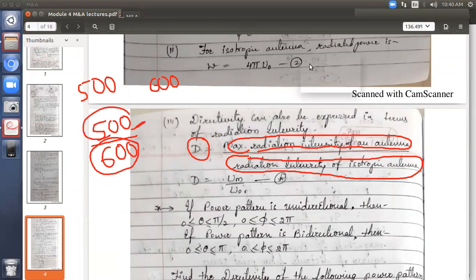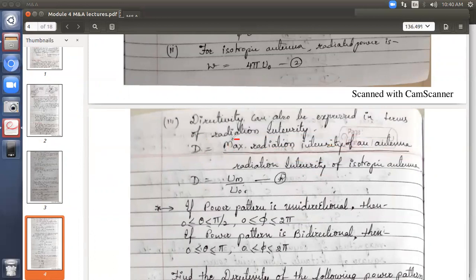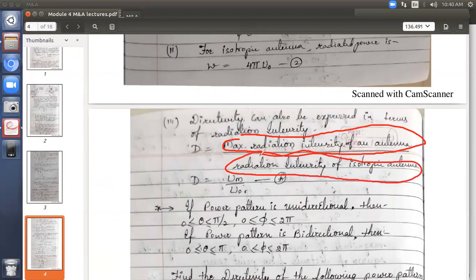In the same way, the directivity is the maximum radiation intensity of an antenna divided with respect to a certain standard, that is, the isotropic antenna radiation. So it is Um by U naught. Using this equation, we can find the directivity. These are the 3 steps to be followed.